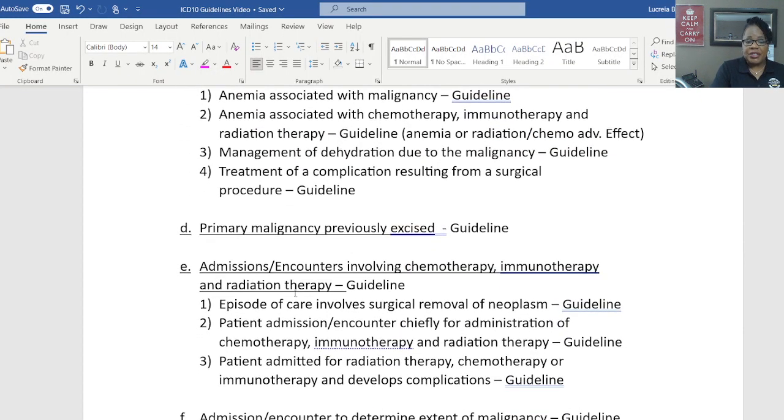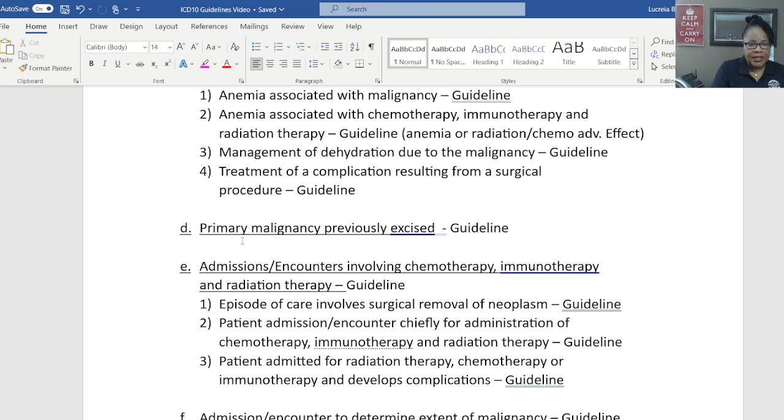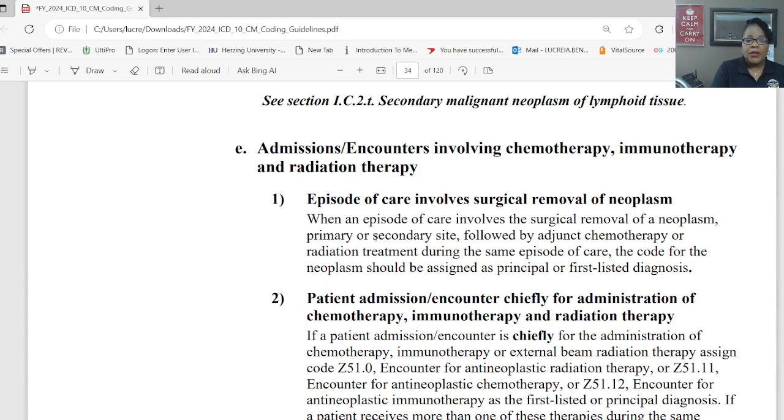E, admissions, encounters involving chemotherapy, immunotherapy, and radiation therapy. It says go to the guidelines. Number 1, let me make sure I covered everything. Number 1, episode of care involves surgical removal of neoplasm. So here they're surgically removing it. When an episode of care involves the surgical removal of a neoplasm, primary or secondary site, followed by adjunct chemotherapy or radiation treatment during the same episode of care, then the code for the neoplasm should be assigned as the principal or first listed diagnoses.